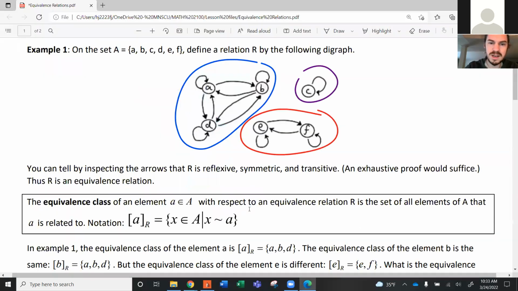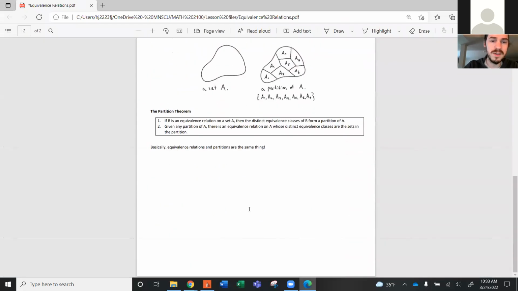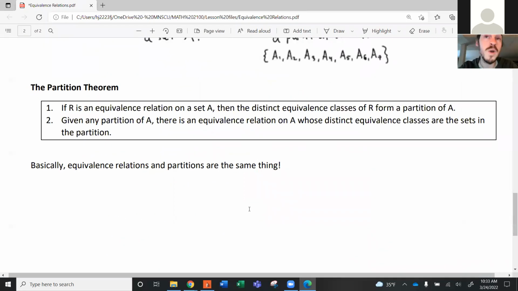So that's going one direction. Going the other direction, the proof says that if you have a partition of a set A, then there is an equivalence relation on that set whose distinct equivalence classes are the subsets in the partition. So we can translate back and forth in both directions between these two notions.